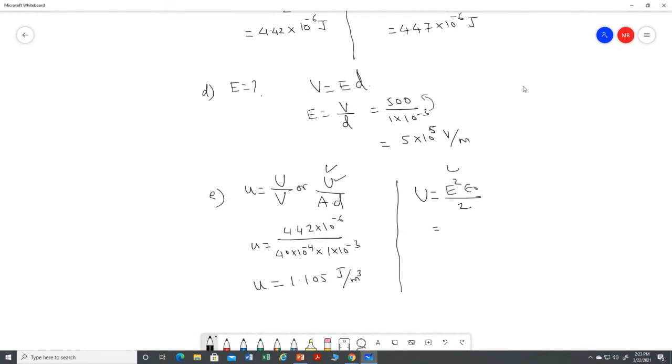What is this? The electrical field we just found. What is the value? 5 multiplied by 10 to the power of 5, the whole squared, and the epsilon naught value is the constant 8.85 multiplied by 10 to the power of minus 12, divided by 2. Could you please tell me the answer? This is small u, not capital U. This is small u. Okay. What's the answer?